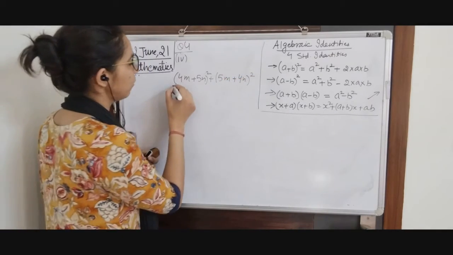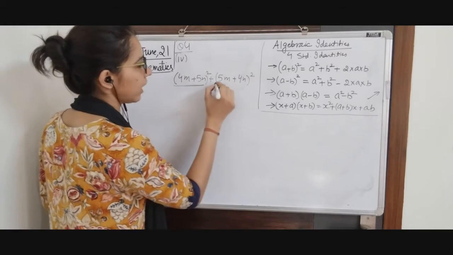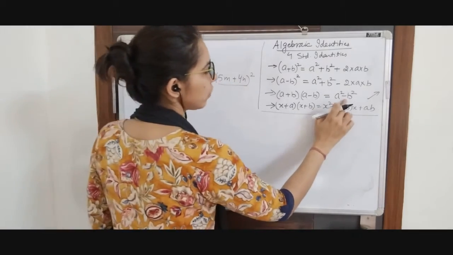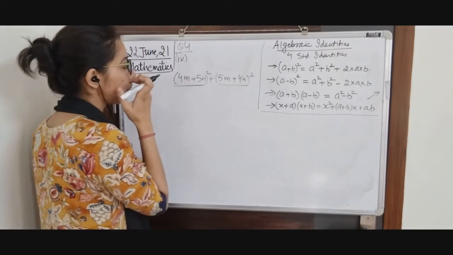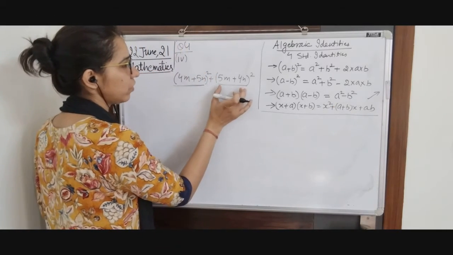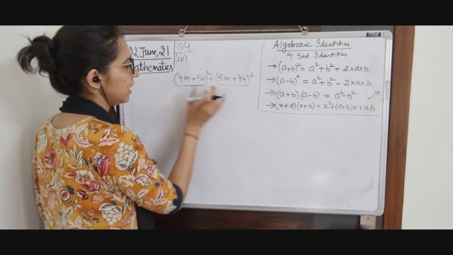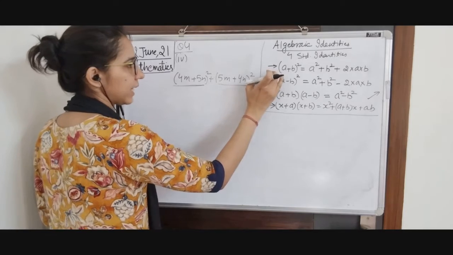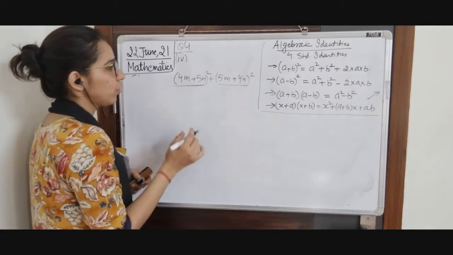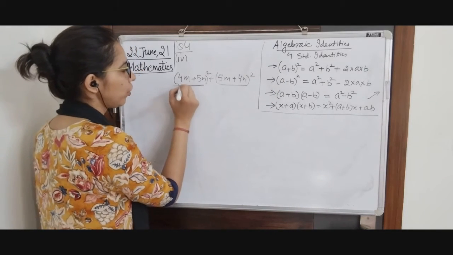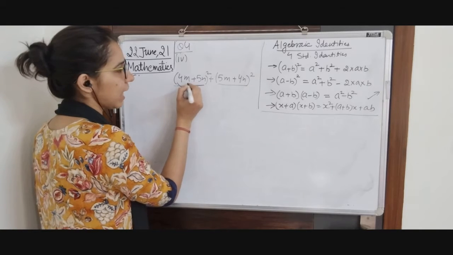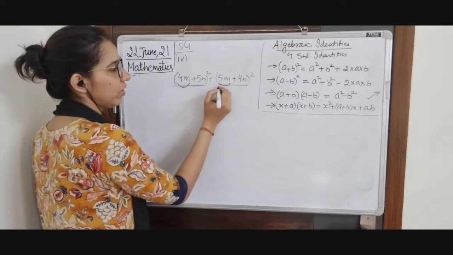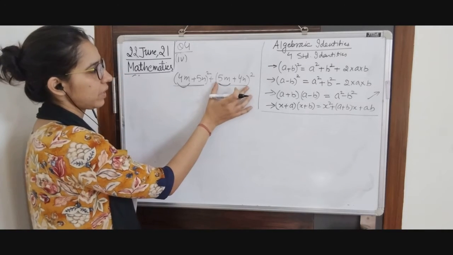So here we have this whole square and this whole square. Inside we have a plus, it means we can't use this identity. We have to solve for these squares separately. So for this we will use the first identity, and for this also the first identity only. So are these terms equal? No, because here we have 4 with m, here we have 5 with m. So these are two separate identities.